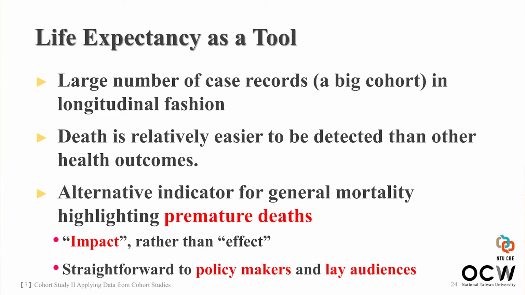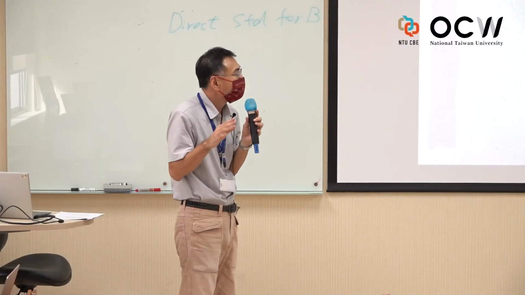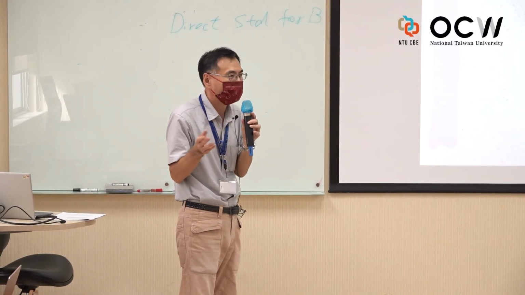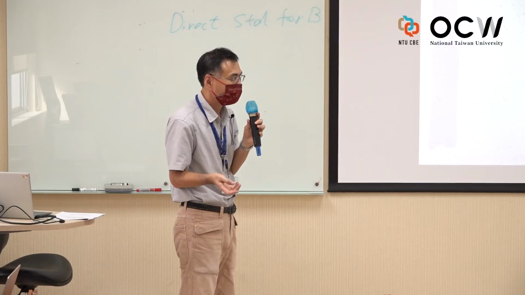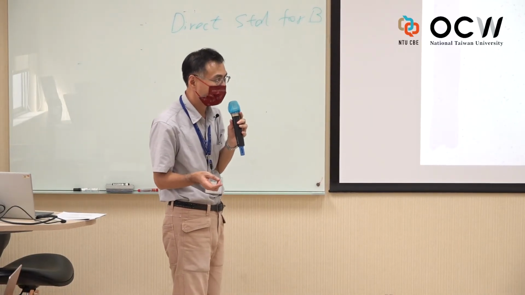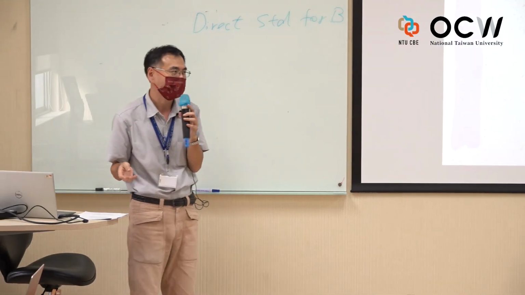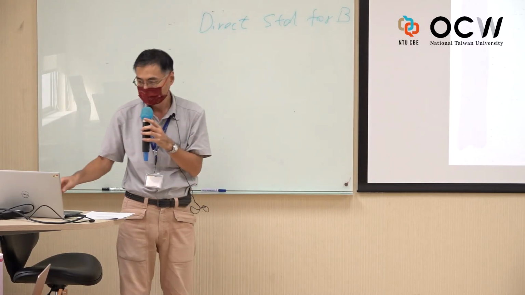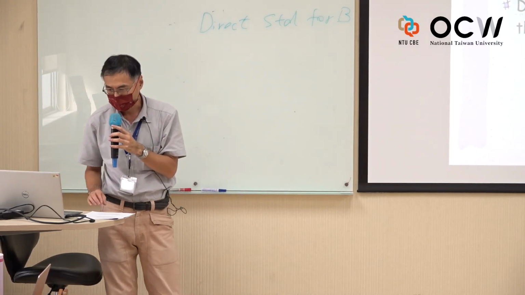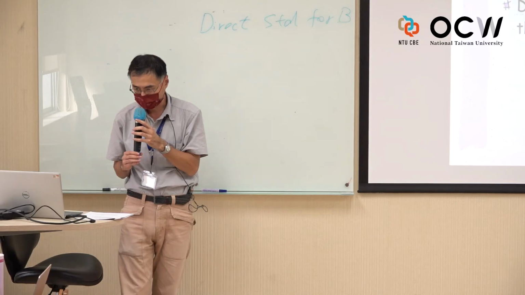So first of all, it has to be applied with a sufficient number of cases recorded. A big cohort. So at least we need something like 4,000, 5,000 people to do the calculation of the life expectancy at birth. If you only have 200 people, maybe it's not enough. There's a minimum required number for such a calculation.